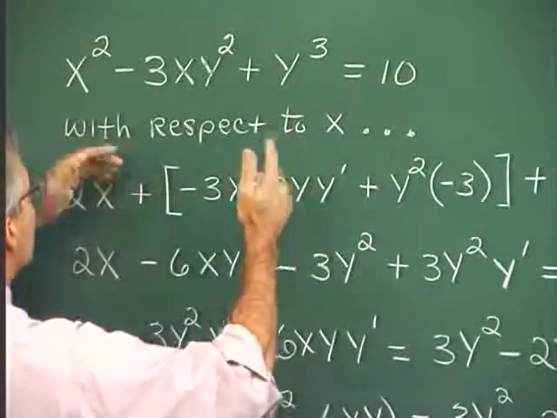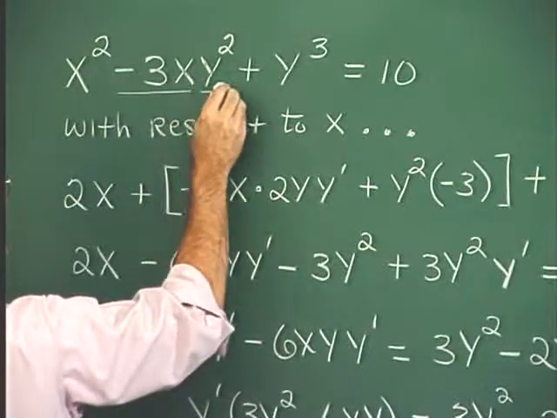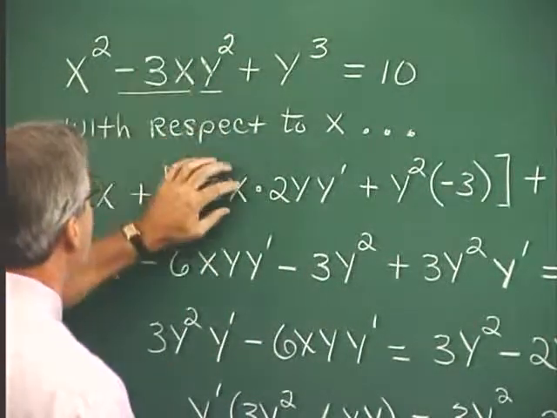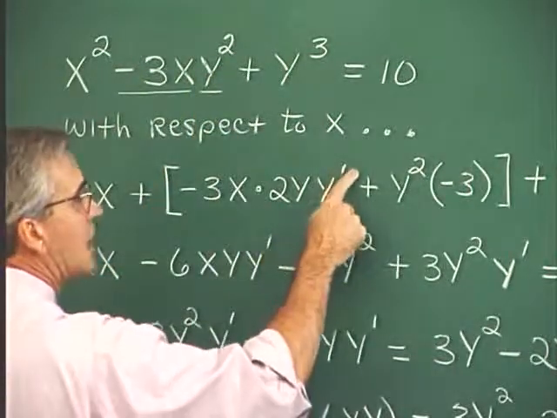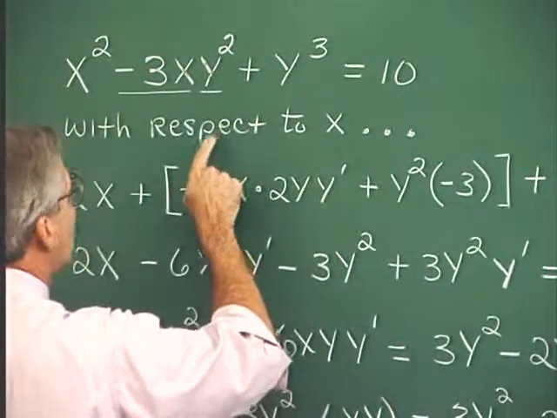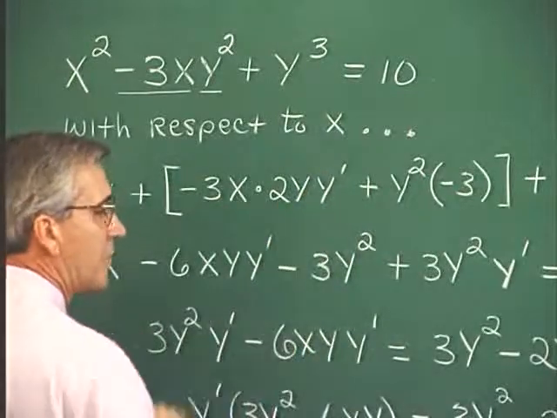Putting a bracket here, and I'm thinking of this as one factor, and this is the other factor. So it would be minus 3x times the derivative of y squared. So it's 2y, y prime. Now remember, y prime, if we're talking about with respect to x, this is dy over dx. That's what that y prime means.